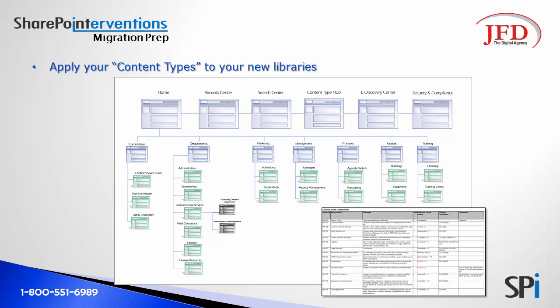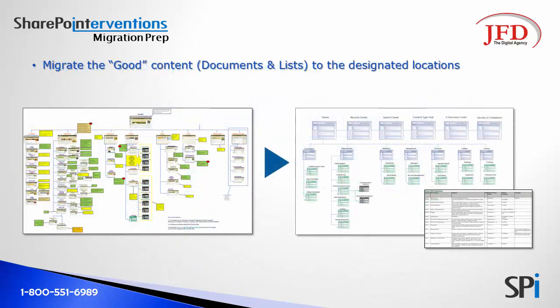The next step is to create your content types and retention rules in the Content Type Hub, and then apply them to the document libraries in your intranet. Now comes the fun part. You migrate the good content, documents and lists, into the designated sites and libraries in the new intranet, attaching the correct content types to the documents as you bring them in.